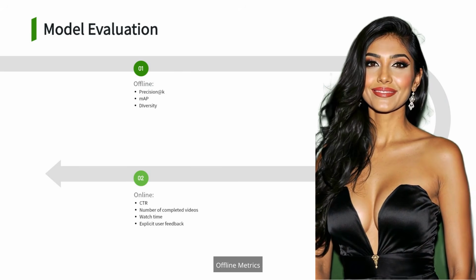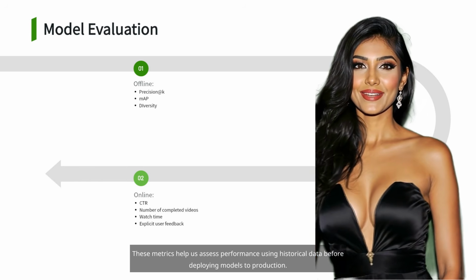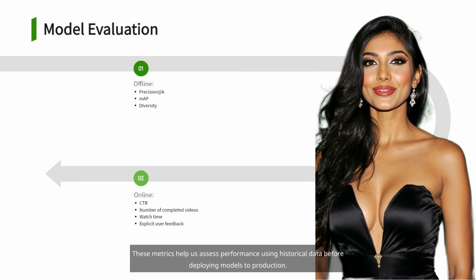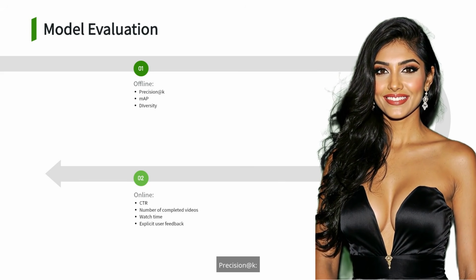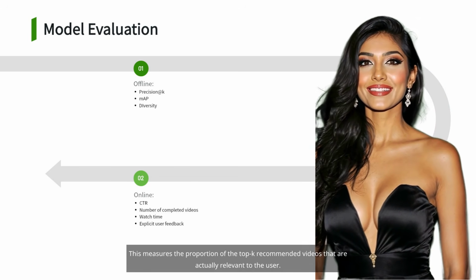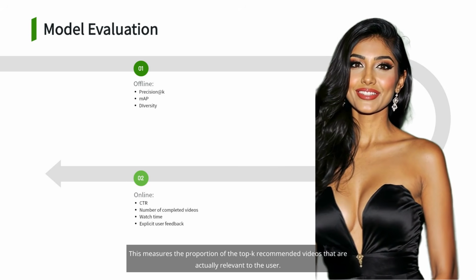Offline metrics. These metrics help us assess performance using historical data before deploying models to production. Precision@K. This measures the proportion of the top K recommended videos that are actually relevant to the user.